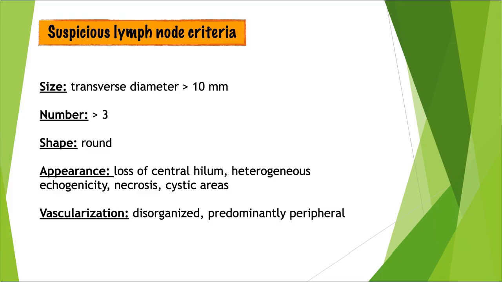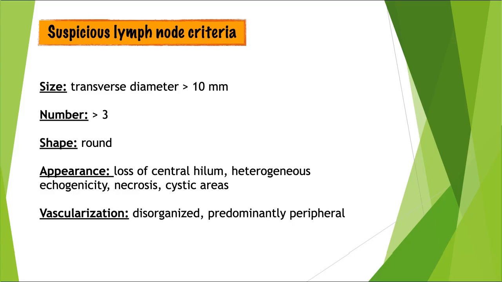So, regarding the criteria for suspicion, when it comes to size, a lymphadenopathy should be measured in the transverse plane, not along its length in the sagittal plane, but specifically in the transverse direction. A transverse diameter greater than 10 millimeters is considered suspicious. The number, of course, not necessarily in terms of suspicion for a tumor, since it could also indicate reactive or inflammatory lymphadenopathy, but having a cluster of more than 3 lymph nodes is suspicious.